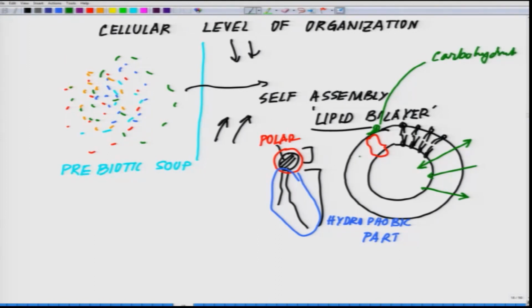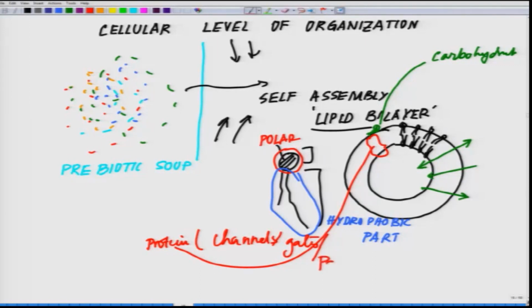So if you see a membrane itself, these are proteins which are forming channels, gates, pores, pumps.